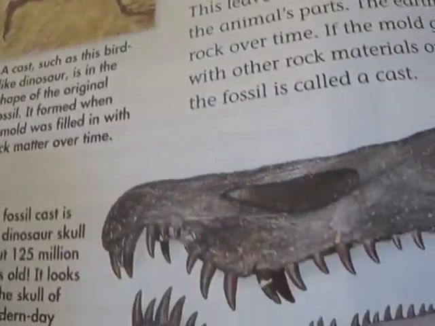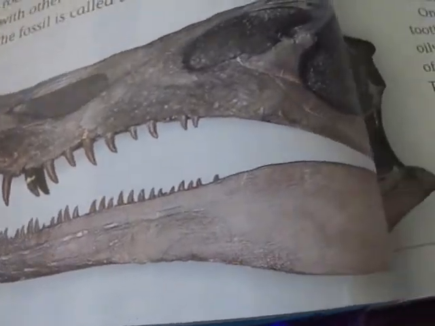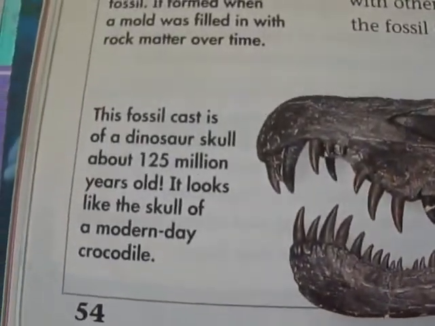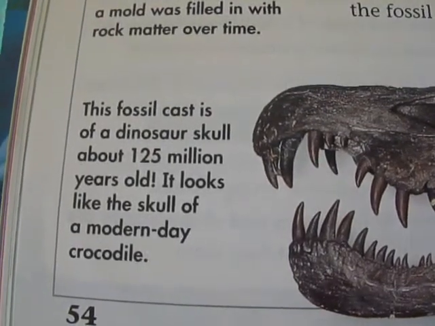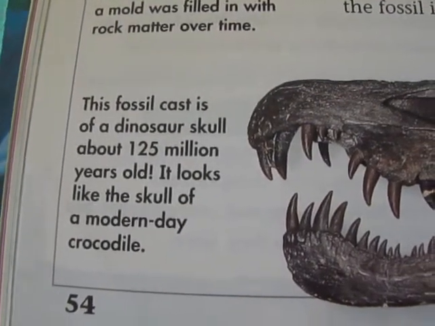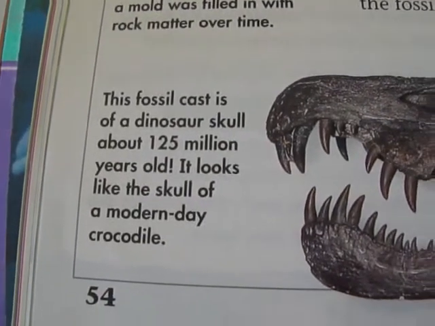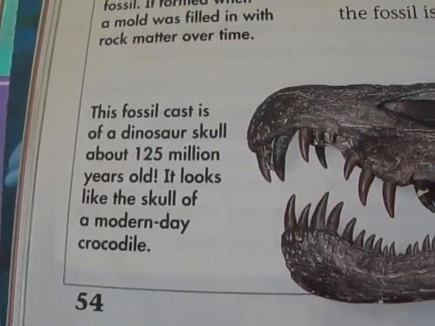And then we have this over here with the big teeth. This fossil cast is of a dinosaur skull about 125 million years old. It looks like the skull of a modern-day crocodile.